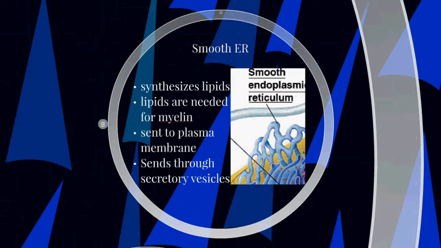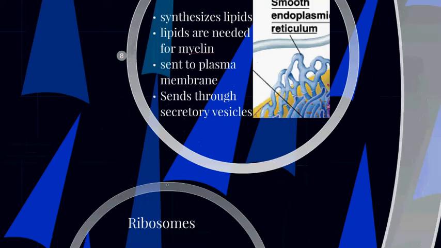A very important organelle involved in the process of production of myelin is the smooth endoplasmic reticulum. This synthesizes the lipids needed for the myelin and sends these lipids to the plasma membrane through secretory vesicles.